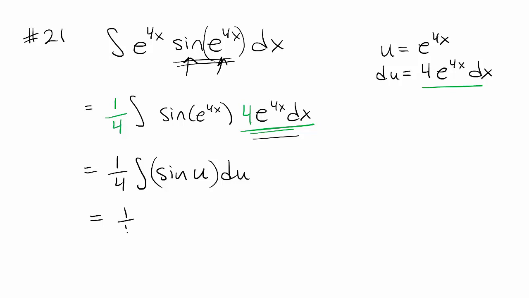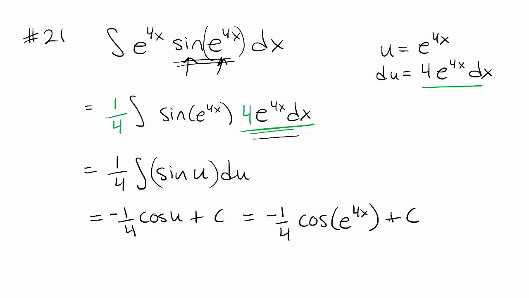So I'm just integrating sine u. So I have the 1/4. The antiderivative for sine is negative cosine. So I'll put the negative here, cosine u plus c. So I have negative 1/4 cosine of e to the 4x, that's what the u is equal to, plus c. So that's my antiderivative right there.